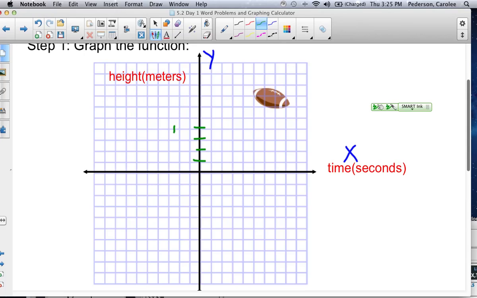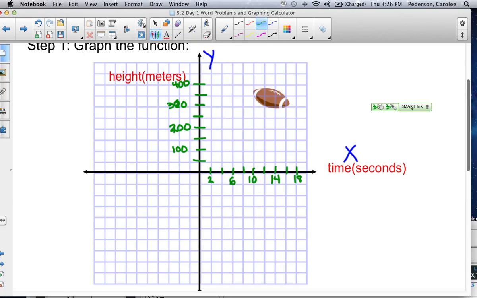So there would be 100, 200, 300, 400. Then my x-axis, I maybe want to make just every 2. So this would represent 2, 4, 6, 8, 10, 12, 14, 16, 18, as we move along like that.